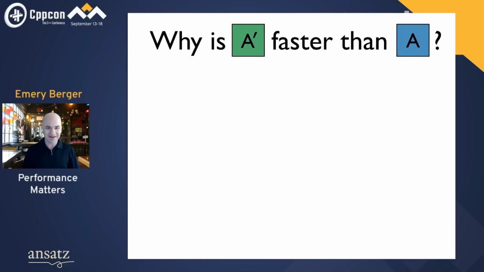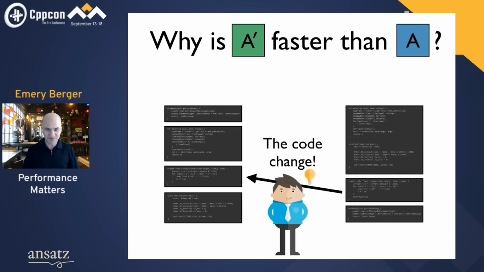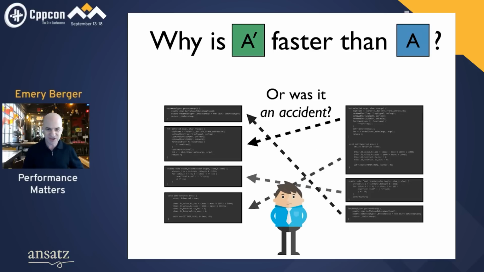So why is A prime faster than A? You might think that the reason is, of course, the code change. That Luke is a genius programmer and figured out to change the code like this optimization. But it turns out it could have been just an accident, basically a coincidence. So this is somewhat surprising and distressing. You can see Luke looks very sad by this prospect.